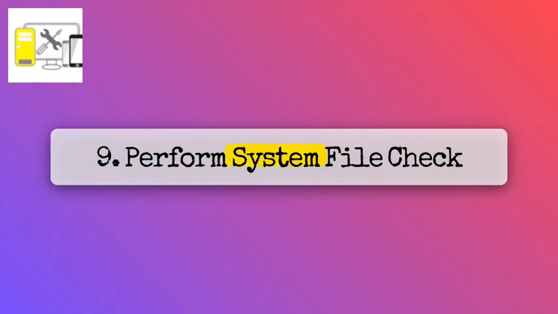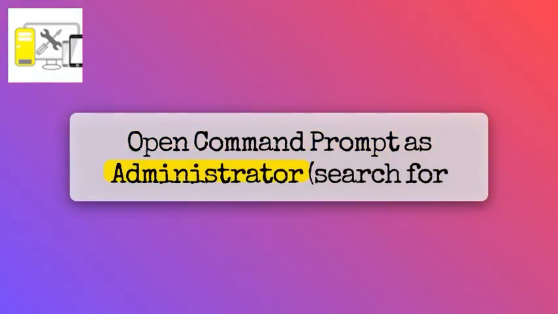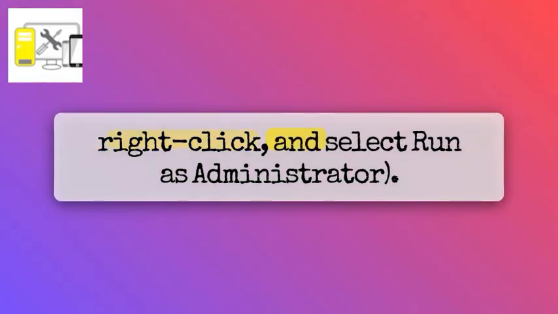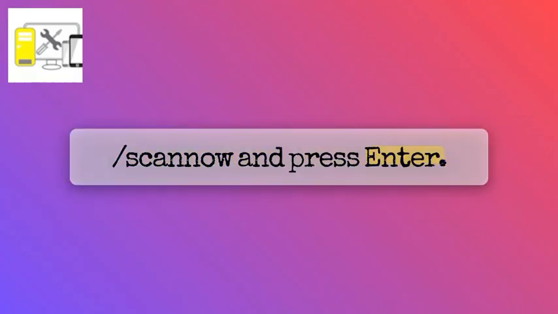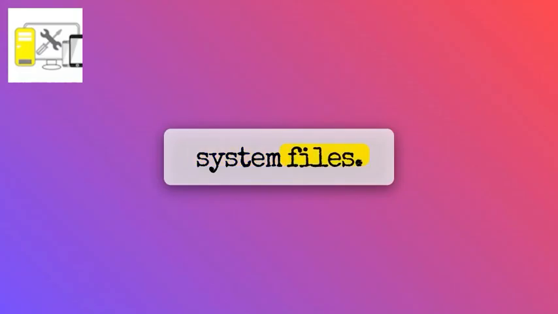9. Perform System File Check. Open Command Prompt as Administrator. Search for CMD, right-click, and select Run as Administrator. Type sfc /scannow and press Enter. This checks and repairs corrupted system files.